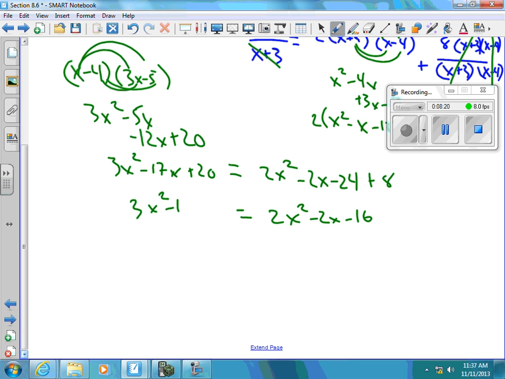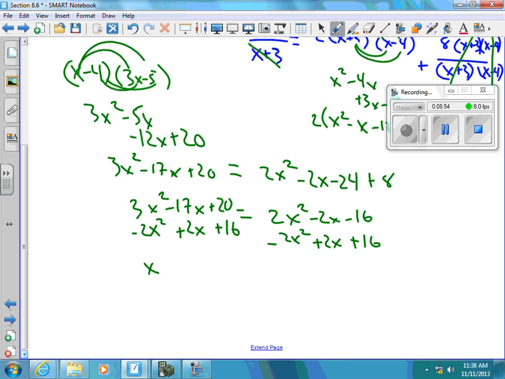We have quadratics on either side. We could set them equal to each other in the graphing calculator and see where they cross each other. That's one way to go about it. This would be y1, 3x squared minus 17x plus 20 would be y1. The other side would be y2. Or what we learned was set everything equal to 0. So that means I would move everything over to the left. I'm choosing to move it over to the left because I like to keep my x squared term positive if I can. So I'm just going to undo everything on the right and move it over.